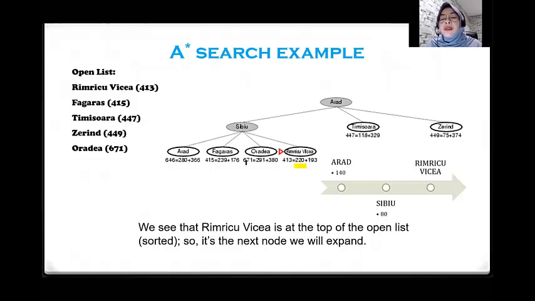Similarly for other cities, similar calculation. So when we sort the total distance, we find out that the route from Arad, Sibiu, Rimnicu Vilcea to Bucharest is the shortest path at this time. That is 413. The rest is more than 413. So we select Rimnicu to be expanded for the next cities to be visited.